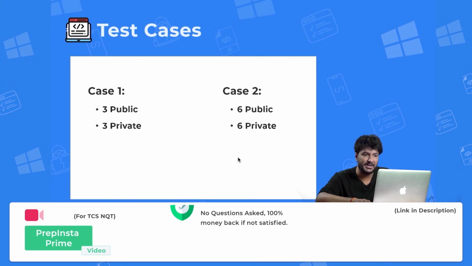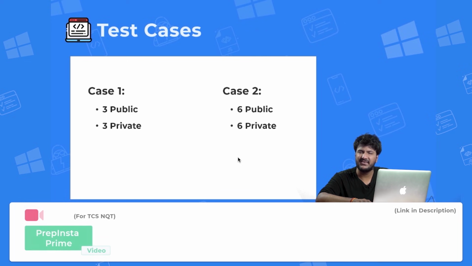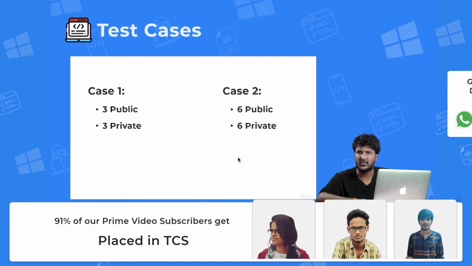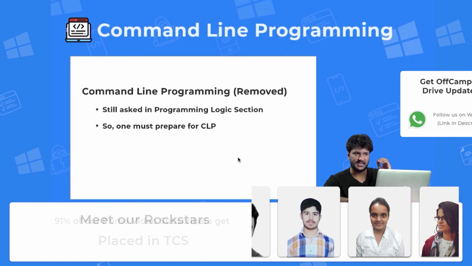Sometimes they also give you 6 public test cases. In that case, if you pass 11 test cases out of 12, you get 11 out of 12 multiplied by the total marks of the question. So this would be the marking scheme.